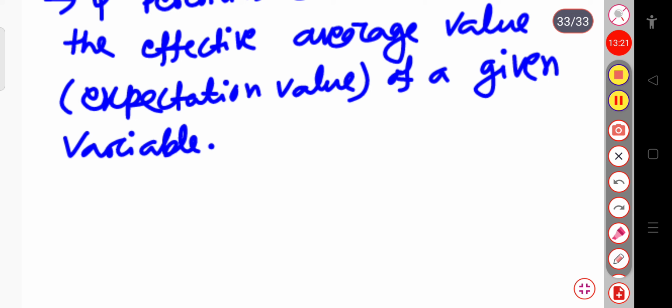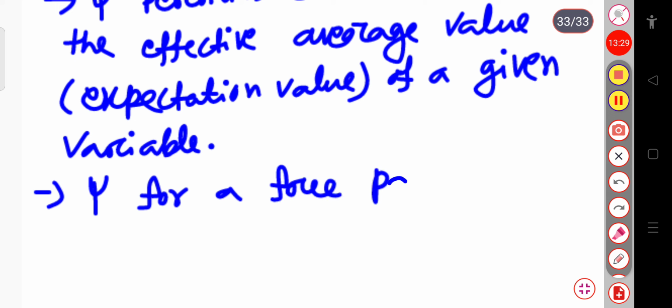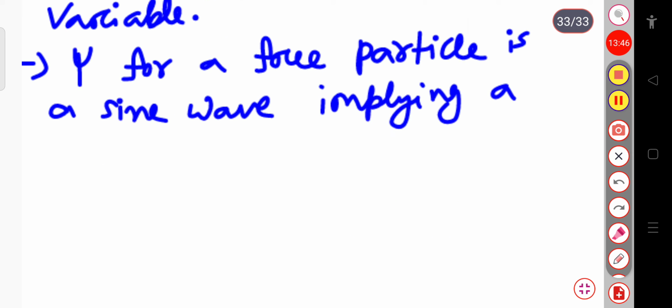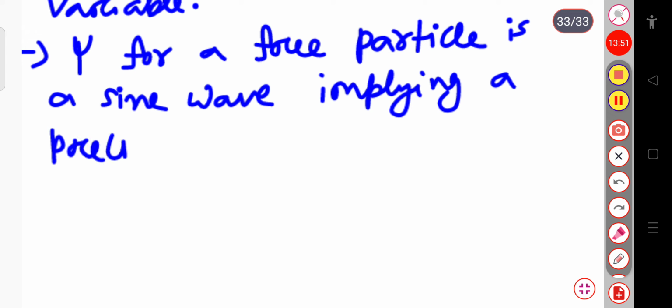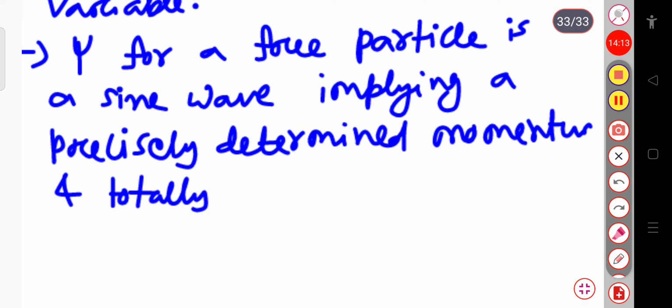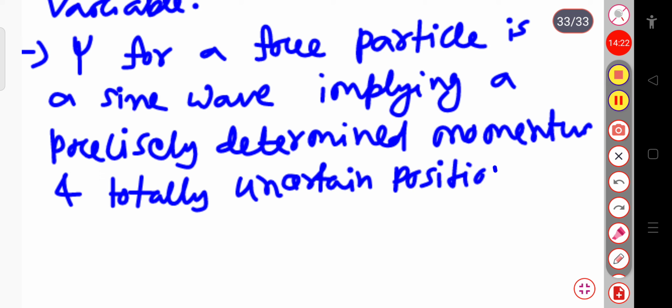And again, the last point, this psi for a free particle is a sine wave implying a precisely determined momentum and we can say totally uncertain position, or we can say that this is the uncertainty principle. This is called the uncertainty principle.